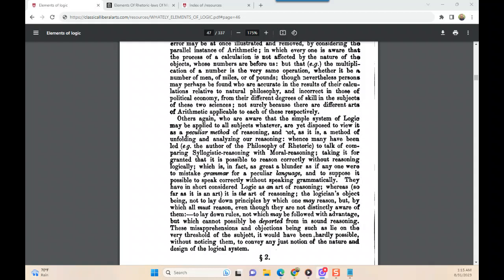It would have been hardly possible, without noticing them, to convey any just or true notion of the nature and design of the logical system. So that brings us to the end of the reading for chapter 1. So we see one main idea in this first chapter.